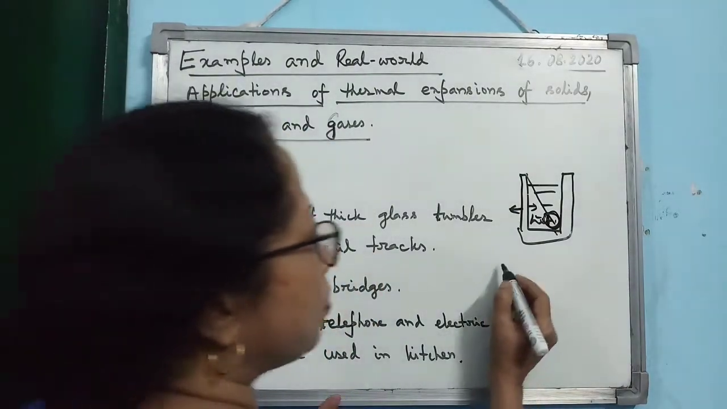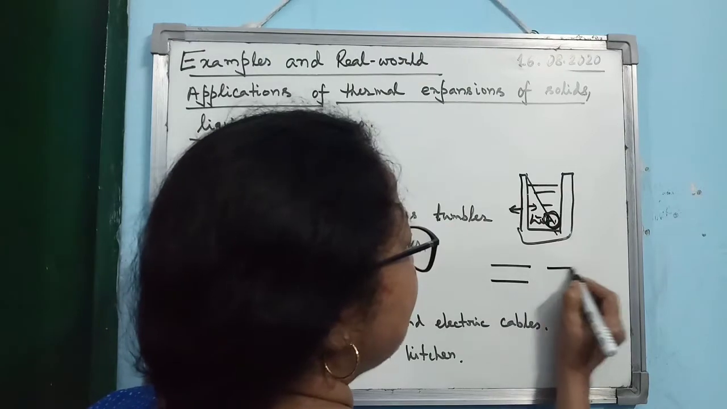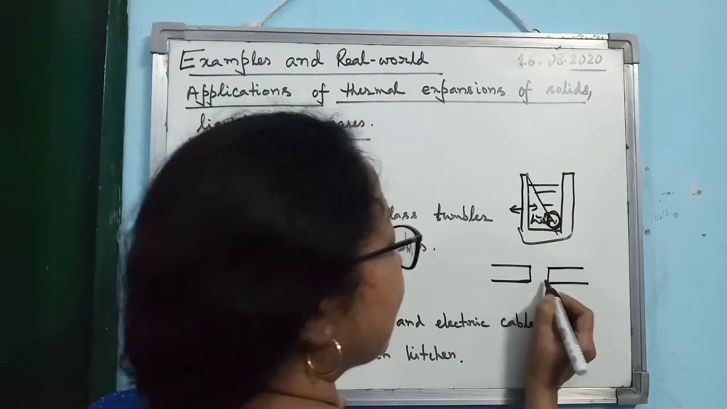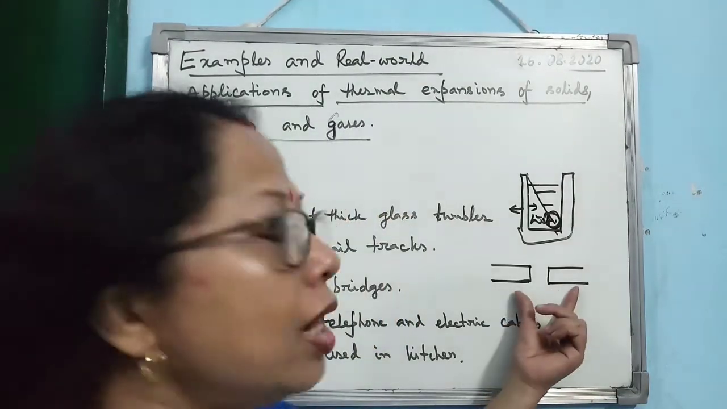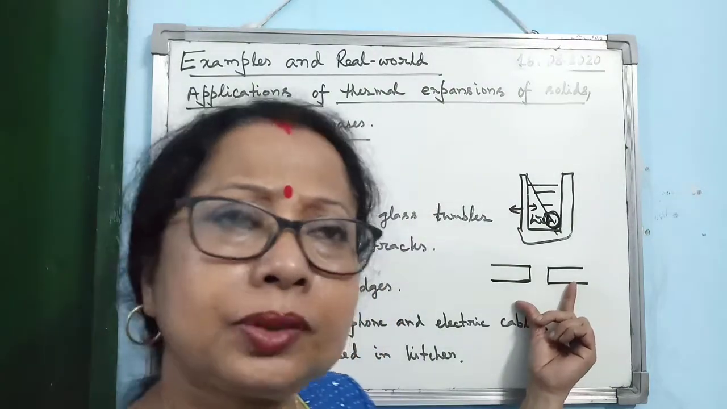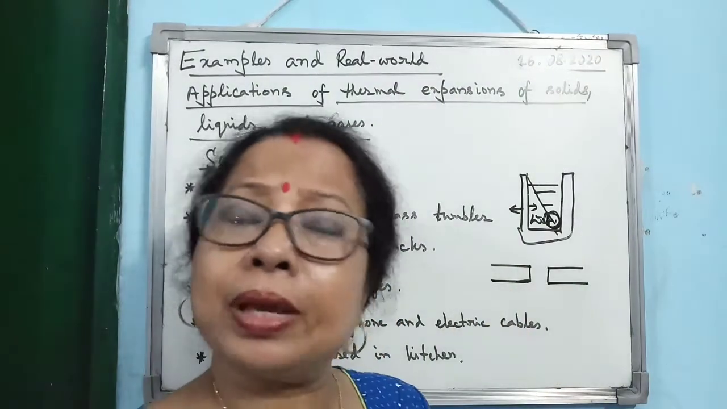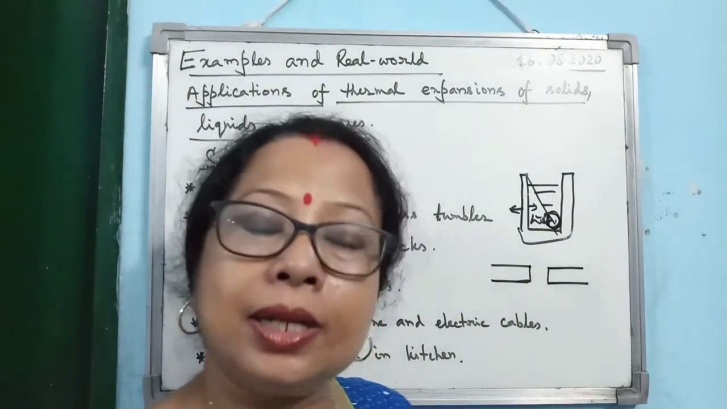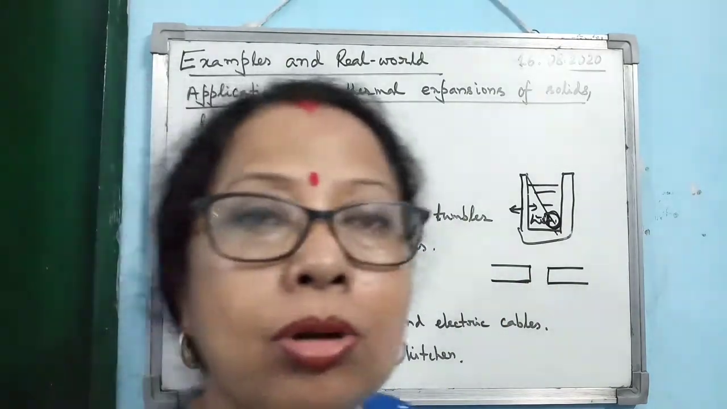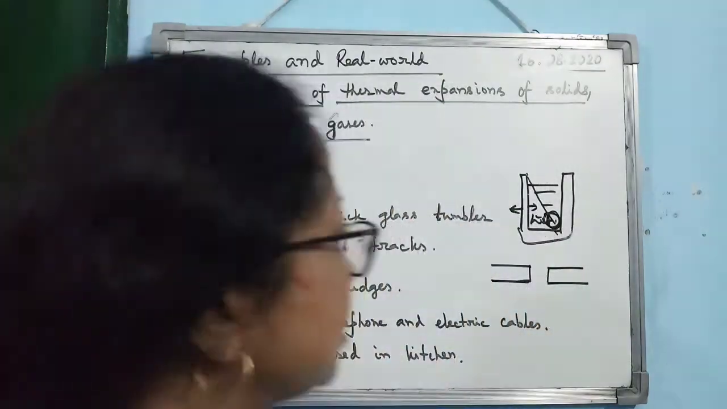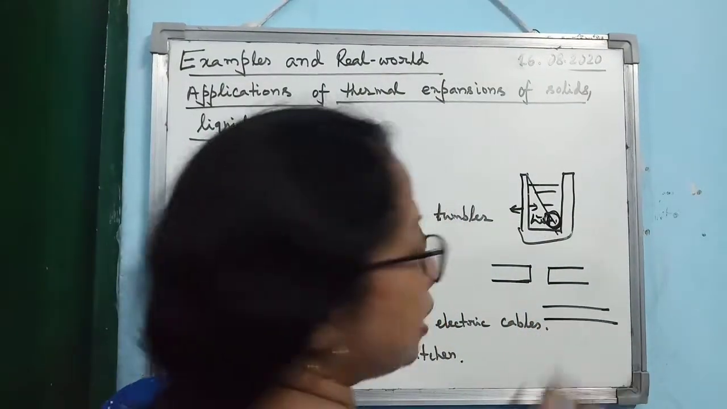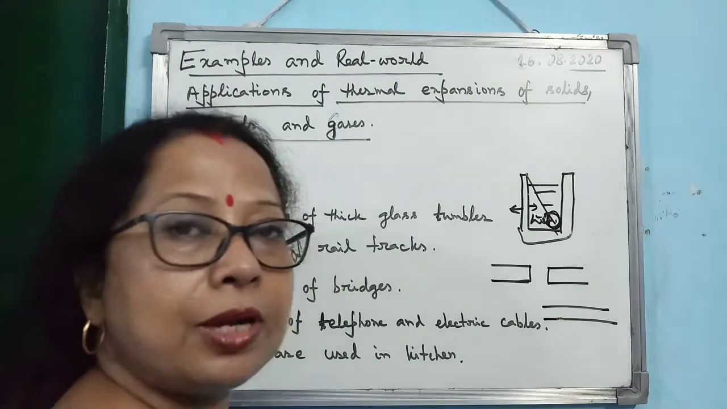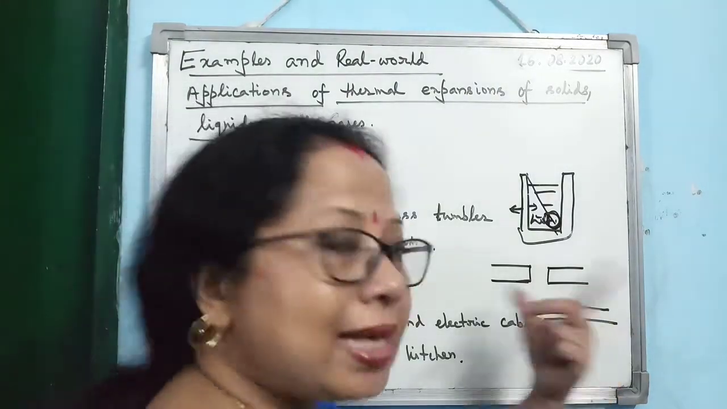Okay. Then next example, laying of rail tracks. You will observe that when the rail tracks are laid, then always a gap is kept between the two tracks. Okay. Why is the gap kept? Suppose the gap is not there, the track is continuous. Then during summer what will happen? It will expand, but there is no place to expand.